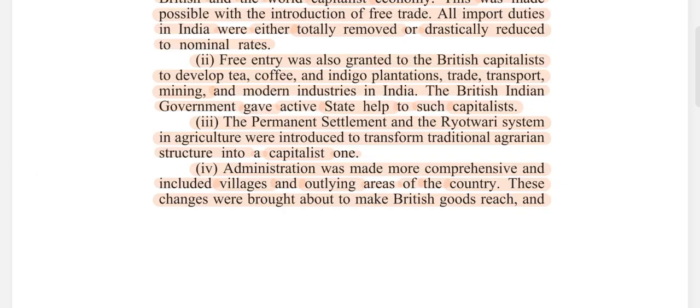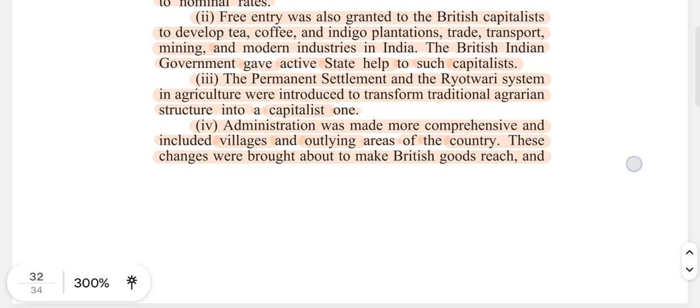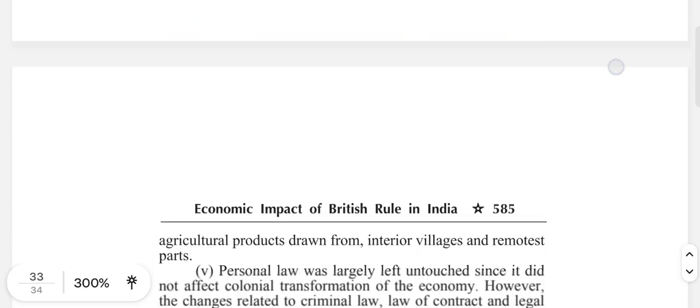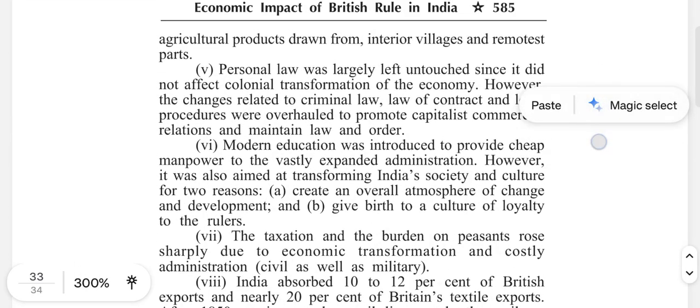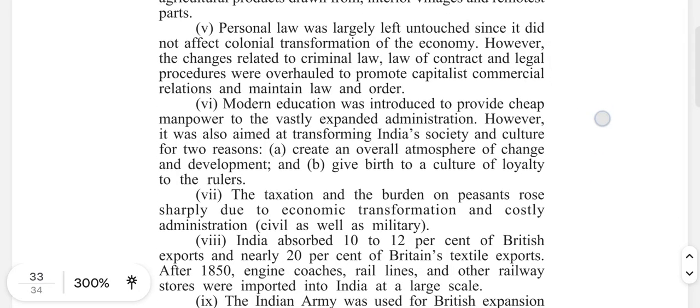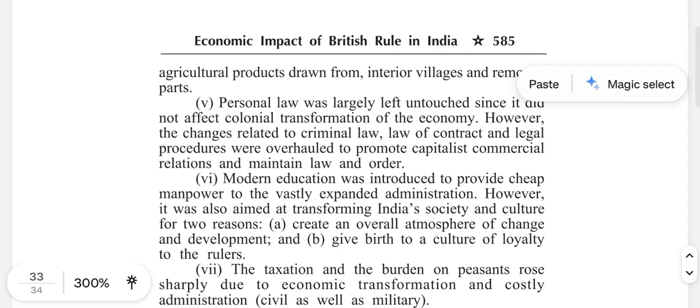3. The permanent settlement and the ryotwari system in agriculture were introduced to transform traditional agrarian structure into a capitalist one. 4. Administration was made more comprehensive and included villages and outlying areas of the country. The changes were brought about to make British goods reach, and to draw agricultural products from interior villages and remote parts.